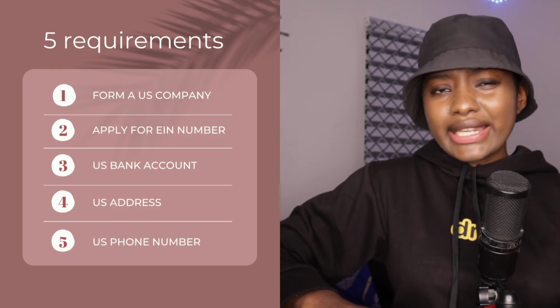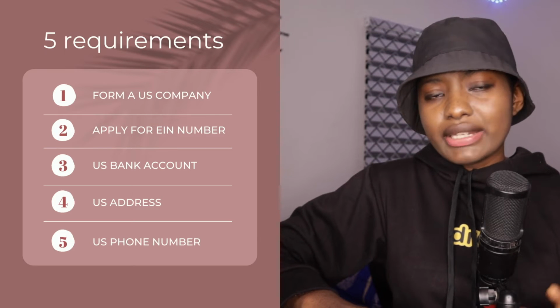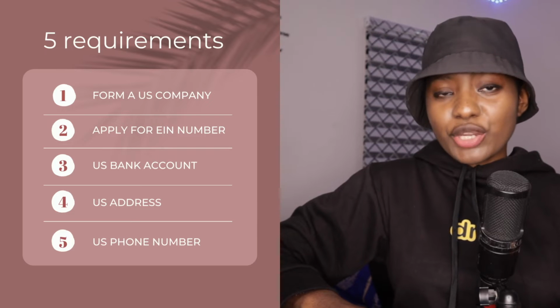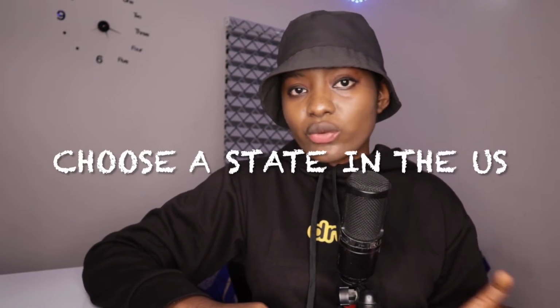Now, how can you actually form your US company and apply for an EIN number? It is very easy. Just keep watching. To get started, you have to choose a state in the US where you want to form your US company. There are over 50 states in the US. We have California, Delaware, Missouri, Chicago, Kentucky, Ohio. There are lots of them. So choose any of these states and form your US company.